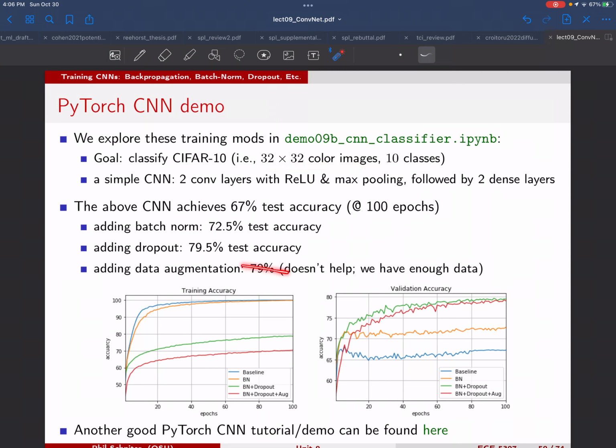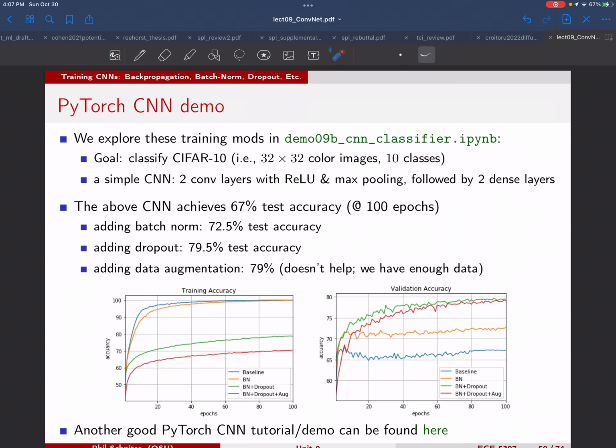On the left, we have our training accuracy. On the right, we have our validation or test accuracy. And you can see that we're running for 100 epochs. Let's look at the baseline, the blue one, first. It's pretty common in neural networks for the training accuracy to approach 100%. But the test accuracy here is settling out at about 65. So, a big difference between training accuracy and test accuracy.